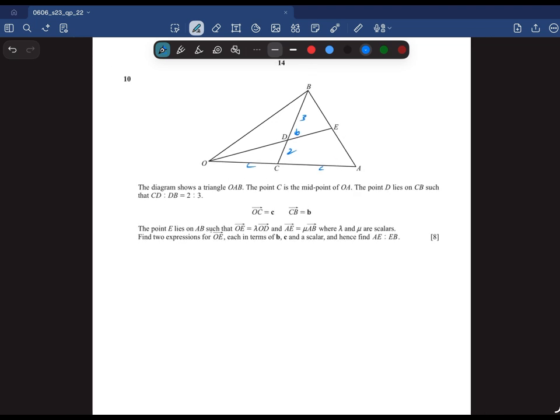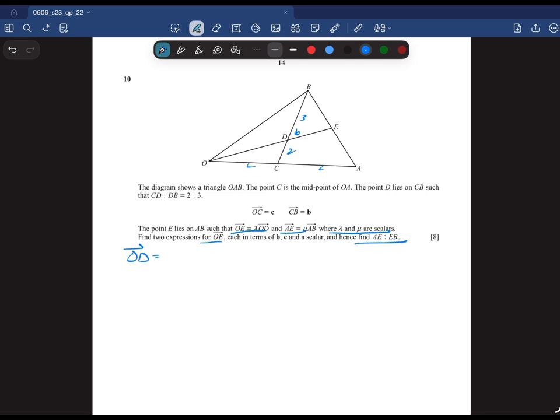The point E lies on AB such that OE is lambda times OD, and this relationship where these are scalars. Find two expressions for OE, each in terms of BC and a scalar, and hence find AE ratio AB. First of all, OE is already given as lambda times OD. So what we can do is find OD first.